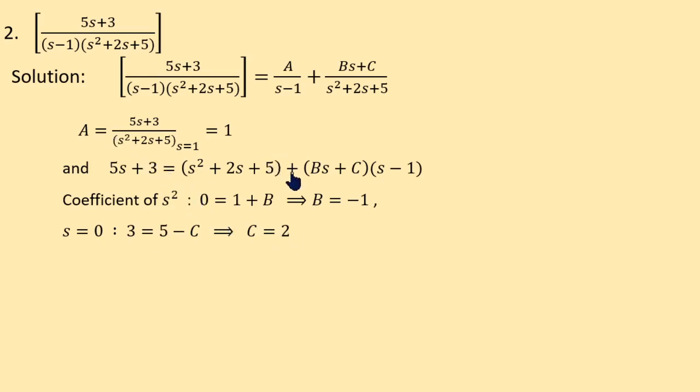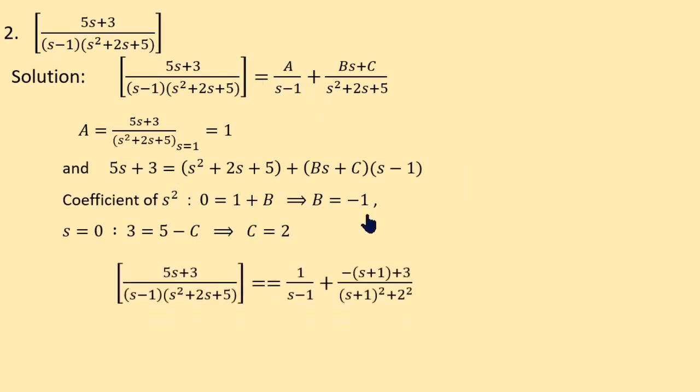Now after finding a value, b value and c value, now to find the inverse Laplace transform, write this as 1 by (s minus 1) plus, here a is 1 by (s minus 1), and this denominator s square plus 2s plus 5 can be written as (s plus 1) whole square plus 2 square. See this, take the half of the coefficient of s, that means 2 by 2 is 1. So (s plus 1) whole square. So s square plus 2s plus 1. The remaining term is 4. Here 5 is there.